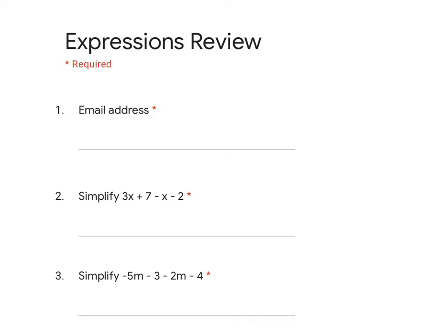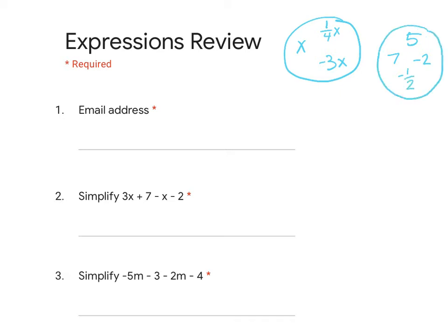Okay? So like terms would be, let's say, x, negative 3x, 1/4 x, anything that has to do with x. Those are all like terms. Okay? 5, -2, 7, -1/2. These are all like terms. These two are not like terms. You cannot combine those. Okay? So like terms can always be combined.